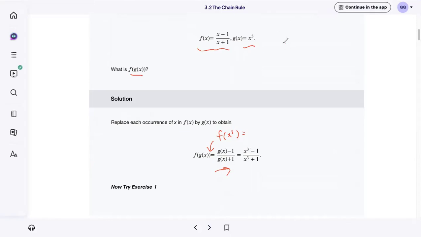Well, what if we want to find g of f of x? That means g takes f of x as input, right? So now g is x cubed, just the input cubed, f of x raised to 3. And that's it.